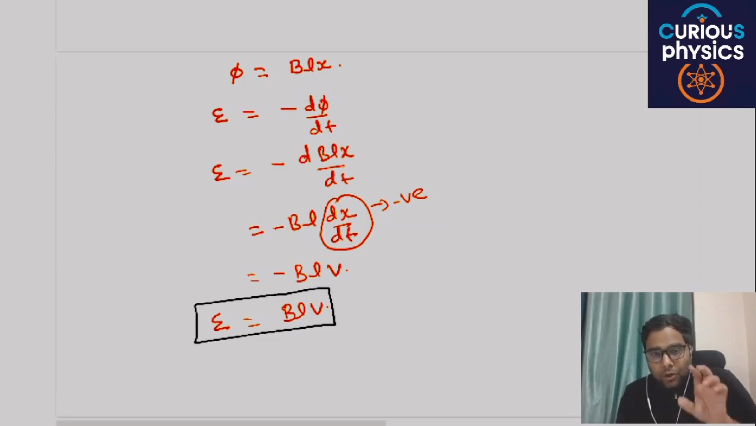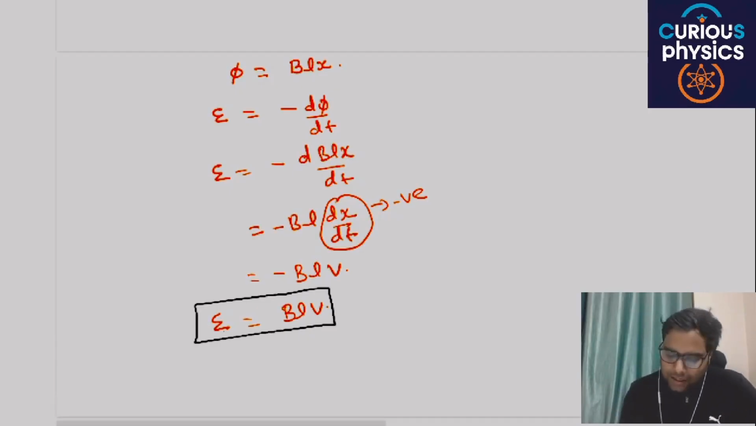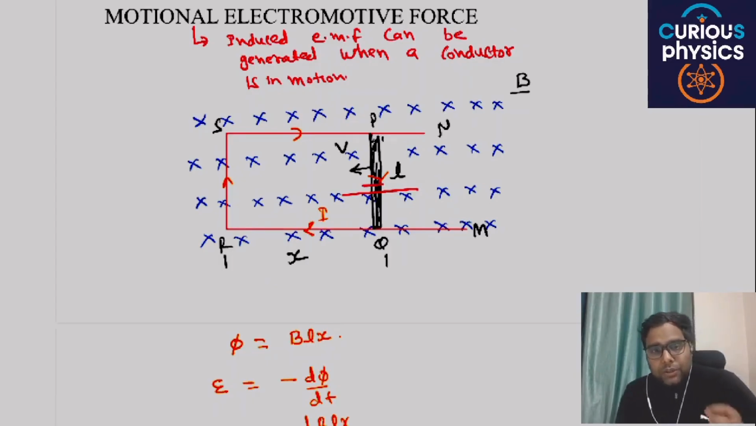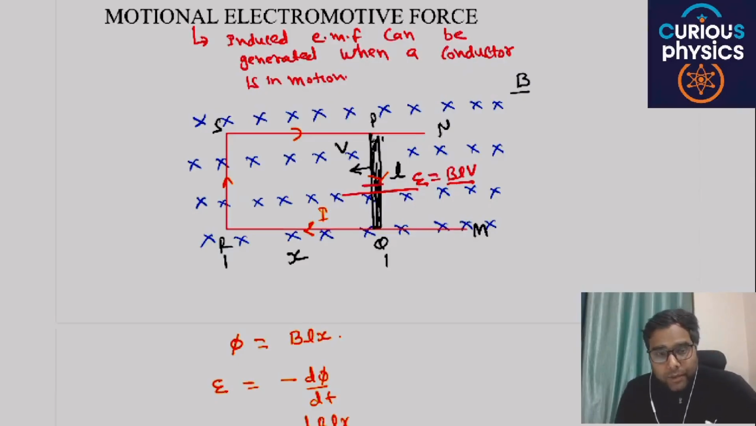This induced EMF is produced by the motion of a conductor. When this rod PQ is moves with speed V, a potential difference can be created, and you can show this induced potential difference with the help of a battery. This will be the direction of the battery. You can replace it with this induced EMF, and the value will be BLV. Are you able to understand my point or not?